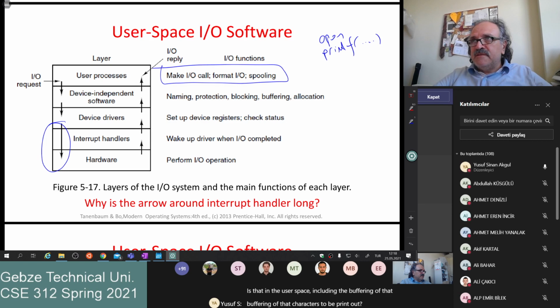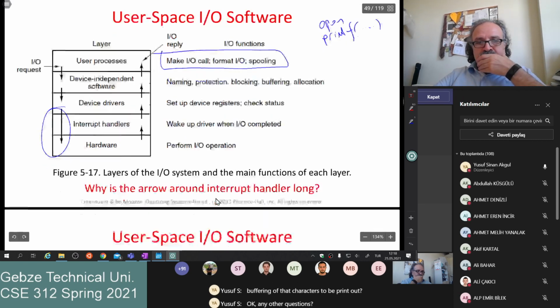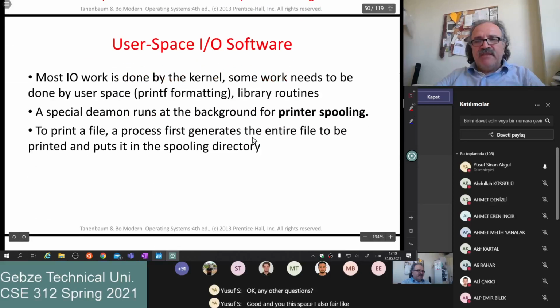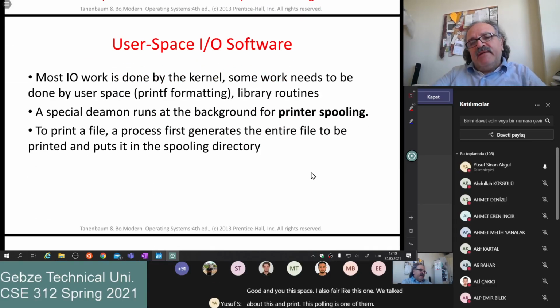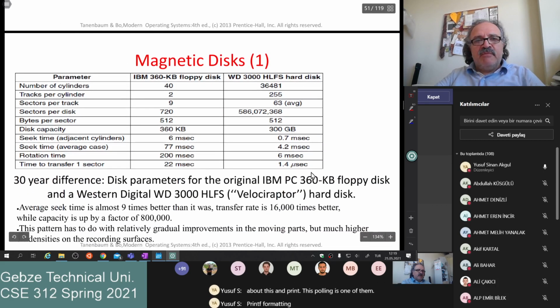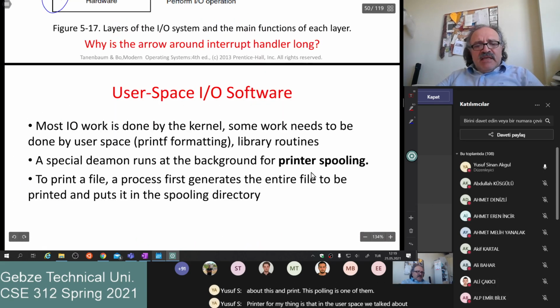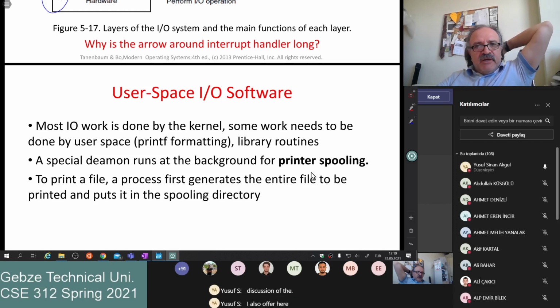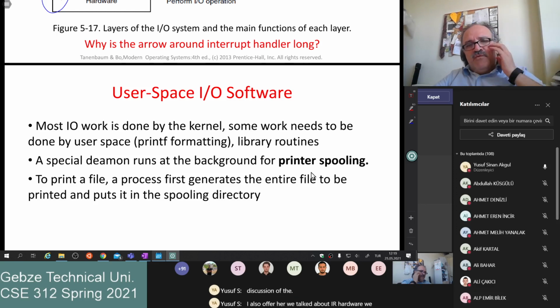Okay, any other questions? Good. User space I/O software like this one, we talked about this, and printer spooling is one of them. Printf formatting is done in the user space. We talked about it. So I guess that completes the discussion of the I/O software. We talked about I/O hardware. We talked about I/O software.